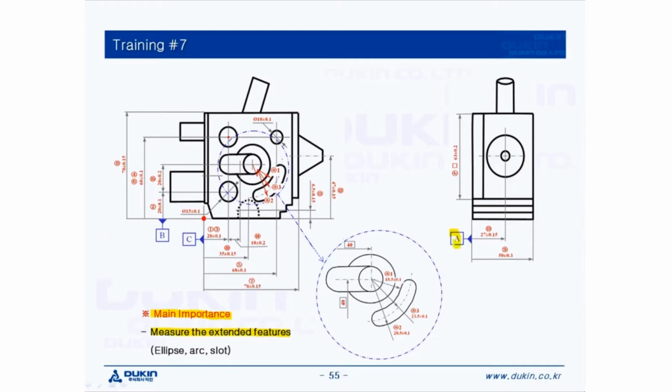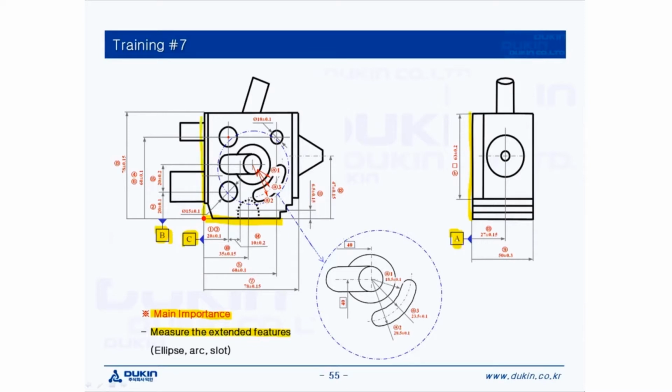Datum A, which is the top surface of the part for leveling. And datum B, which is the front surface of the part for rotation. Datum C, which is the left surface of the part for translation.